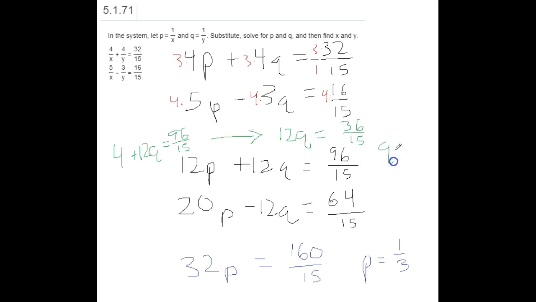And again, you can use a calculator for that or do it out by hand. Either way, you should get 1/5 or 0.2. It's nice to write it as a fraction like this because now we can relate these back to our original substitutions. So if q is 1 over 5 and q is the same as 1 over y, then y is 5. And similarly, if p is 1 over 3 and p is the same as 1 over x, then x equals 3. And so there you have the solution. X is 3 and y is 5 makes both these equations true.